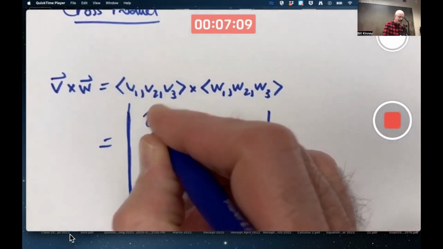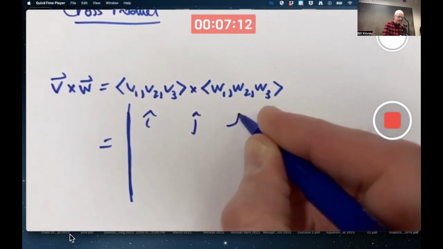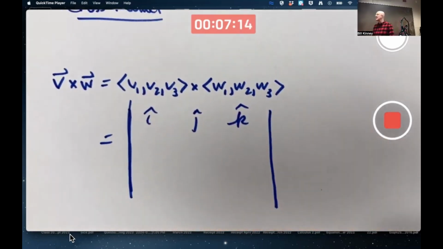Put i hat, j hat, and k hat across the top of the matrix in the first row. Again, I'm using i hat, j hat, k hat, because that's what I learned from my physics teachers, one of which was Dr. Beacon.